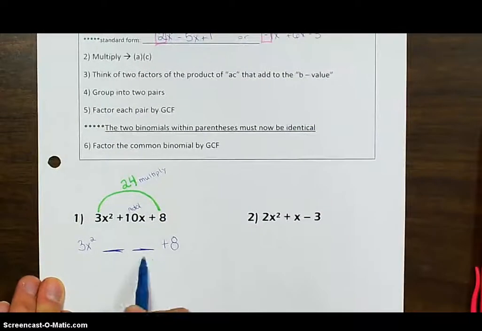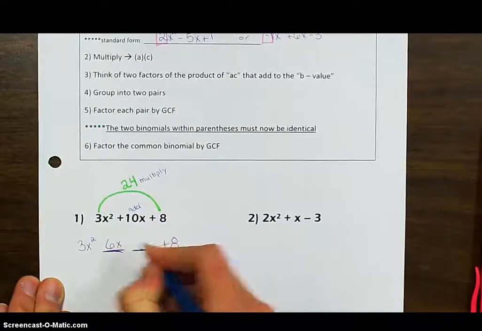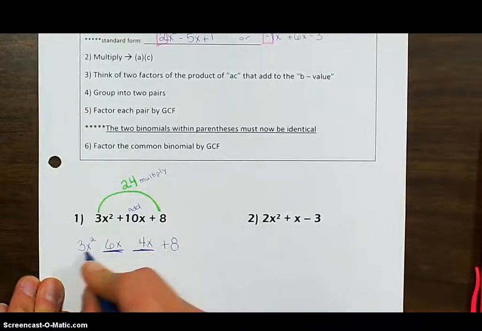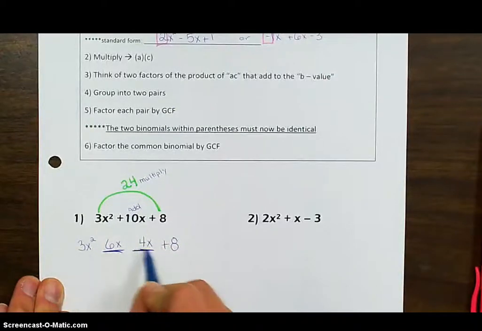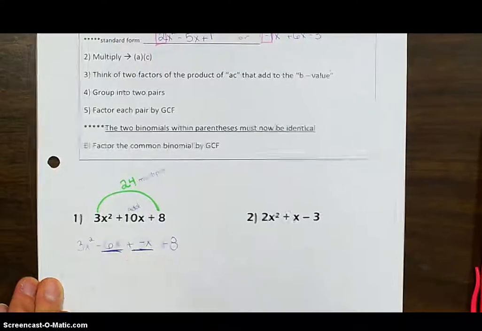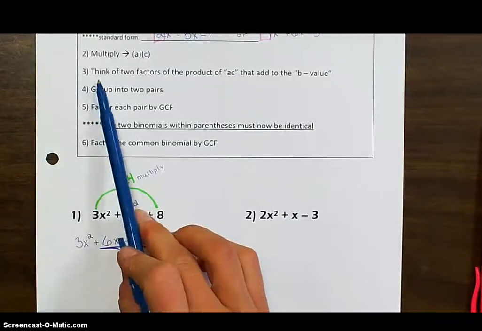So now what I'm going to do is I'm going to take this 10 and I'm going to break it into 6x and 4x. I'm going to put it so that way I know the 3 and the 6 are in common and the 4 and the 8 are in common. So that's why I chose to put those there. And they're both positive. So now we've done step number 3.